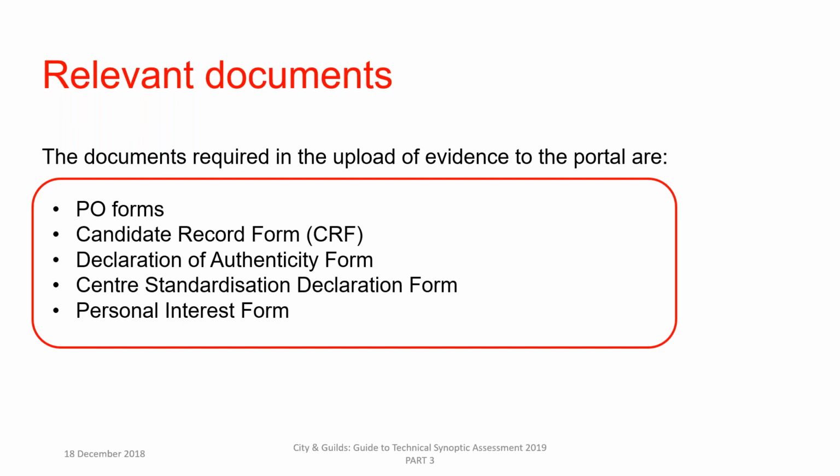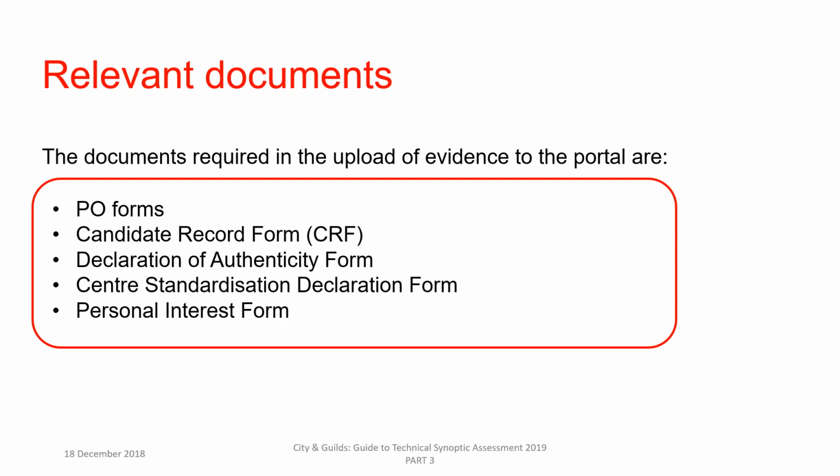Let's look at some of the documents required in the upload of evidence. We have PO forms or practical observation forms. These are used by tutors to record candidate evidence performance during practical observations. There is usually 1 per candidate per synoptic assessment, unless this has been otherwise specified in your synoptic pack. The candidate record form, or CRF, these are subject-specific and used by tutors and markers to capture the justification for marks awarded against each assessment objective. There should be 1 per candidate.